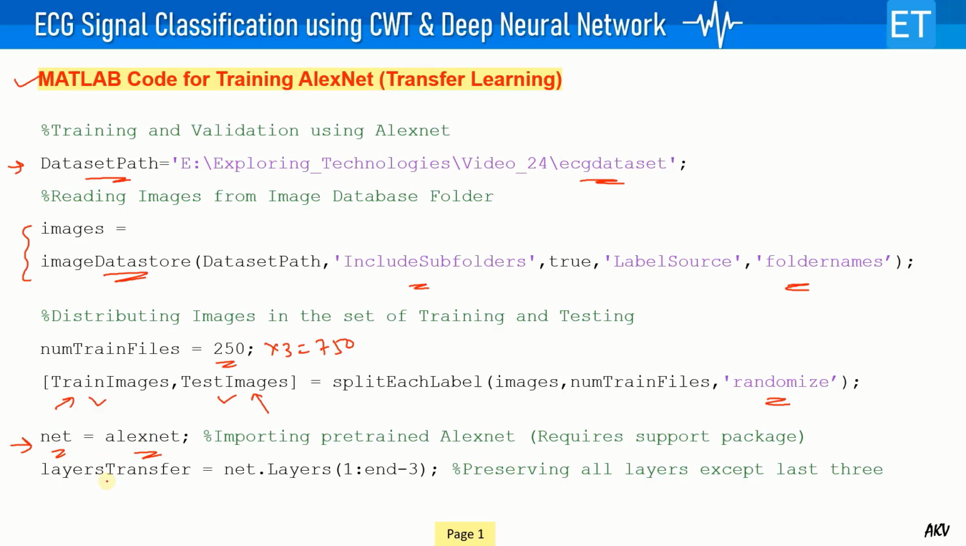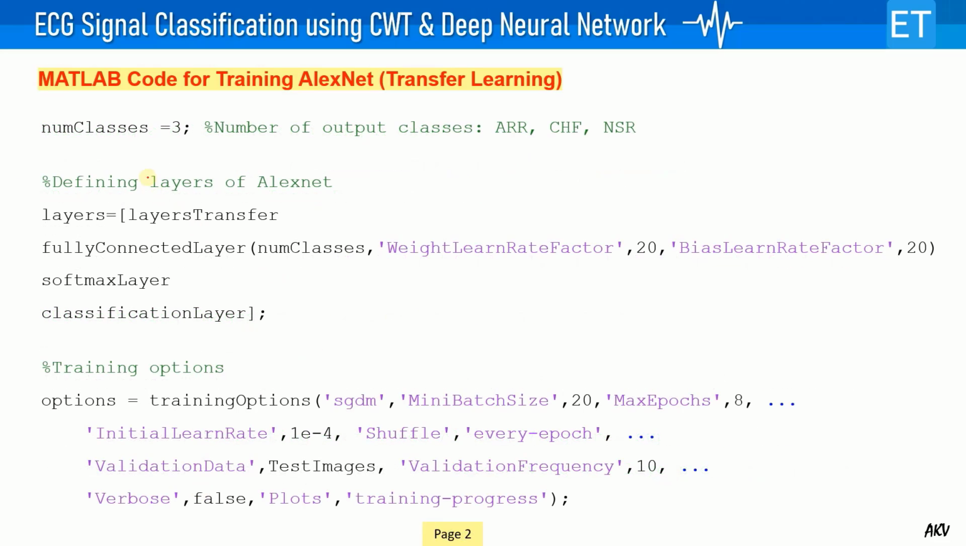What we have to do for the transfer learning, as I said, is modify only the last 3 layers. We will not change anything in the first layers except the last 3. So from 1 to end minus 3, we are preserving all the layers except the last 3 in this variable layers transfer. After that, we will define the number of classes, that is equal to 3, because we have to distinguish only the 3 types of signals.